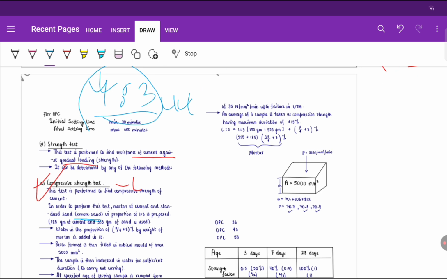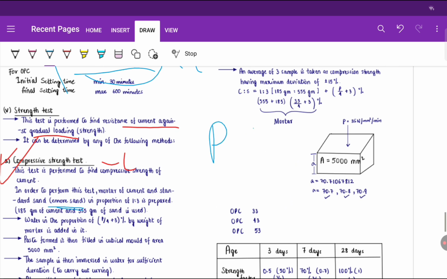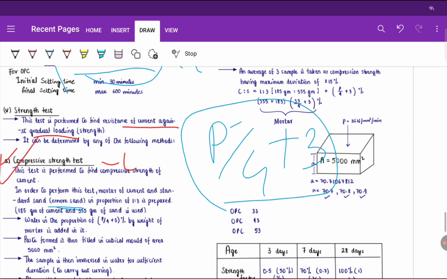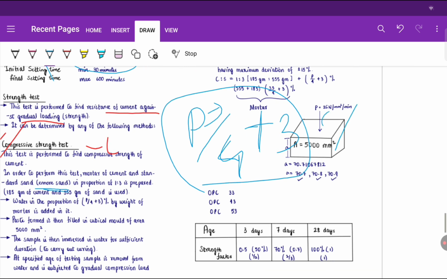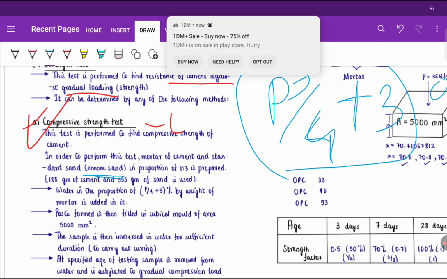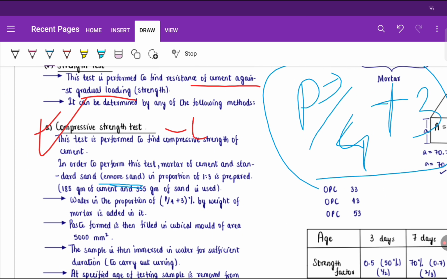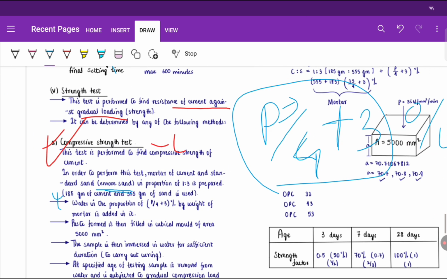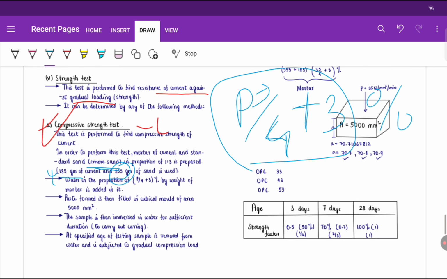After mixing, we add water. The amount of water for the strength test is P/4 plus 3%. So P here is standard consistency divided by 4. Plus 3, we add that percentage of water, by weight. So 1:3, the quantity of cement is 185 grams, then multiplied by 3 gives 555 grams. So 185 grams of cement plus 555 grams of sand is used to make the sample.